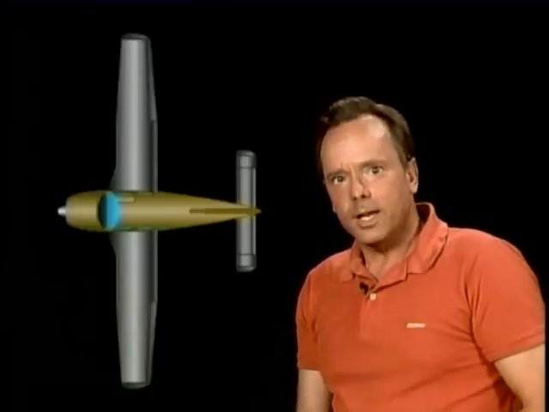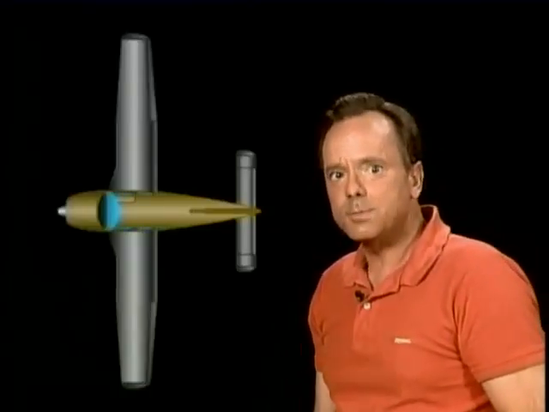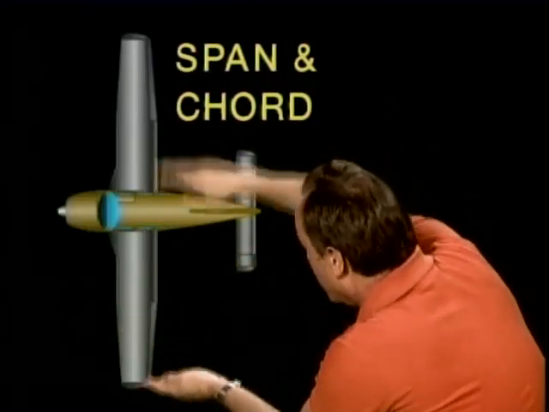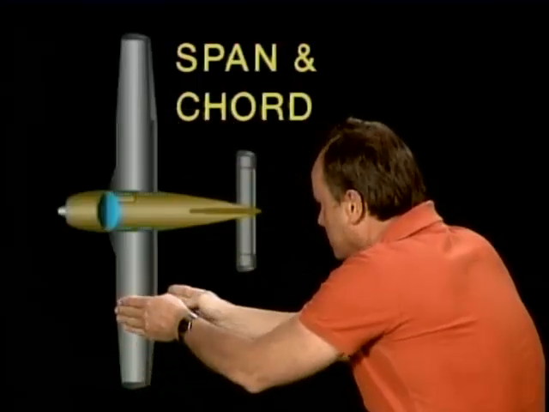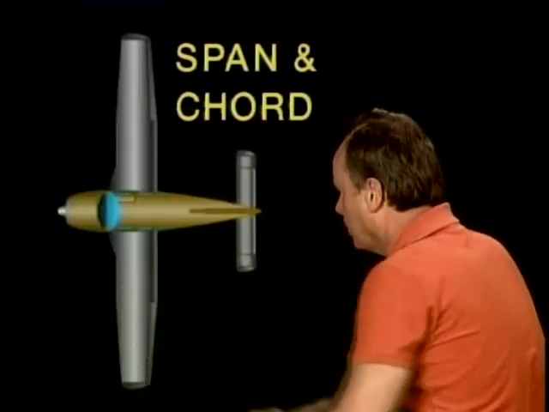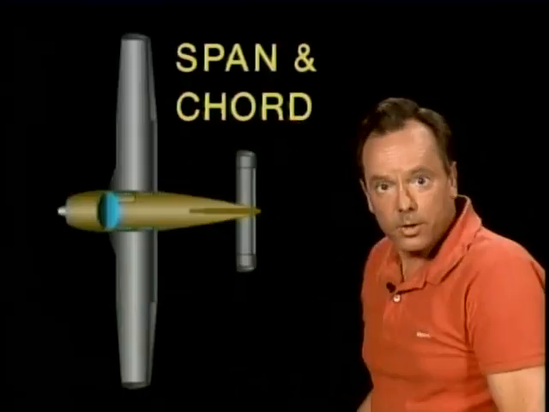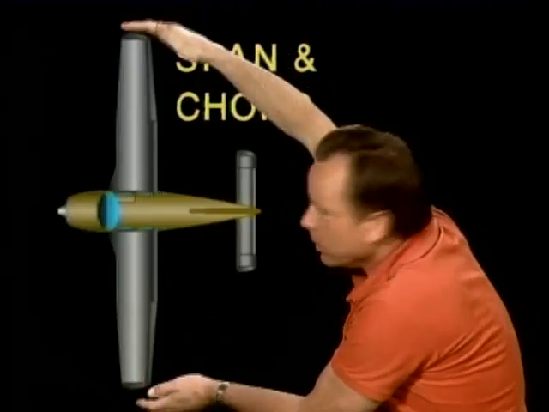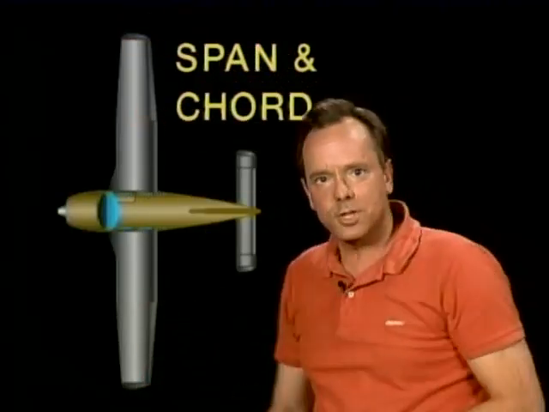Now, another thing they're going to ask you about is the aspect ratio. And the aspect ratio is the ratio of the span to the chord. And that's the wingtip to wingtip versus the forward-aft length of the wing, or the chord of the wing. And it tells you whether or not you have a high aspect ratio wing, which is a long, skinny wing, or a low aspect ratio wing, which is a short, stubby wing.